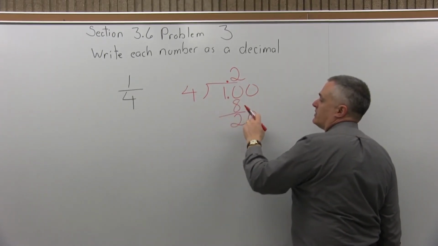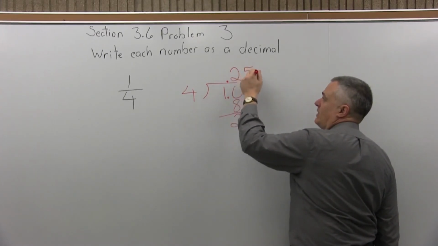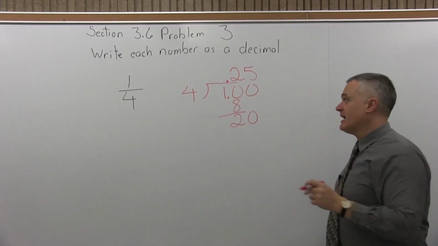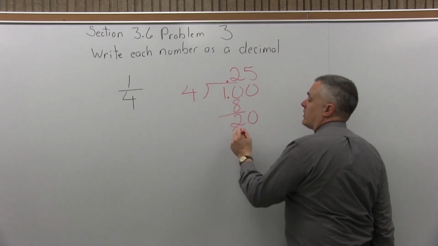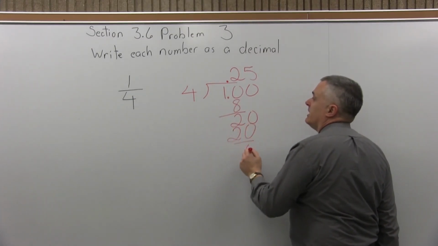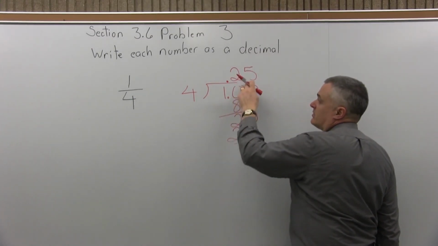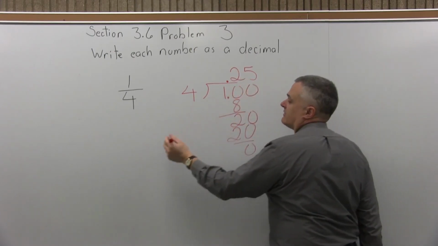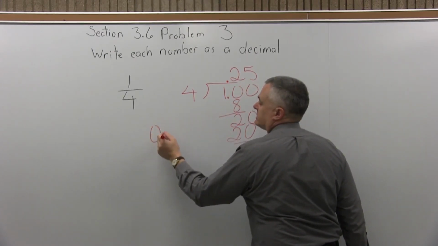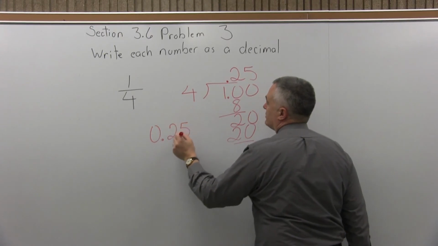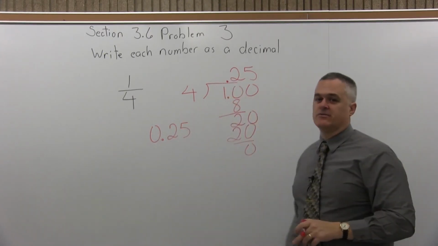Now you're going to divide 4 into 20. 4 goes into 20 evenly 5 times. 5 times 4 is 20. Remainder is 0. So now 1/4 is equivalent to 0.25. Some people like to write a 0 in front, 0.25, or just .25 if you don't put the 0 in front, that's okay.